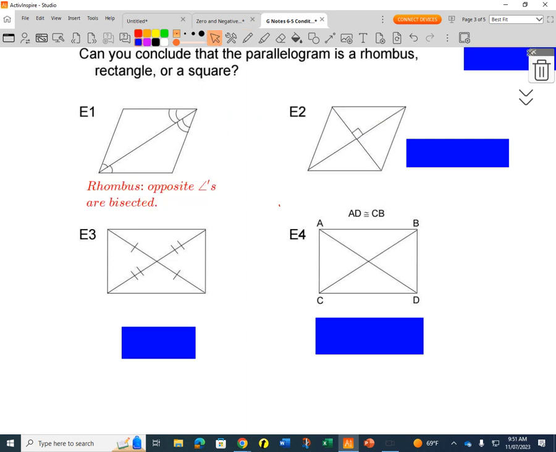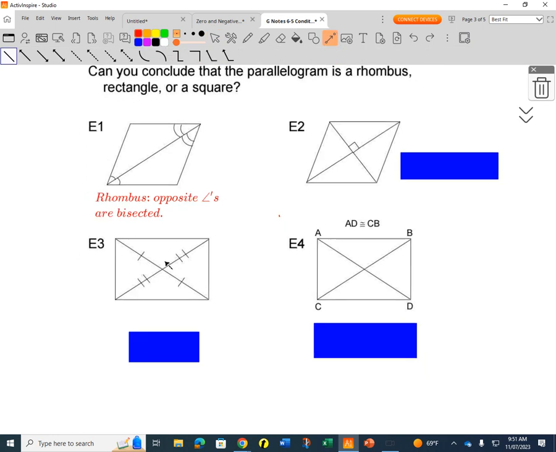So you should give me a reason. If you tell me what it is, you should tell me how you know it. This is a rhombus because the opposite angles are bisected, and I should have said by the diagonal.